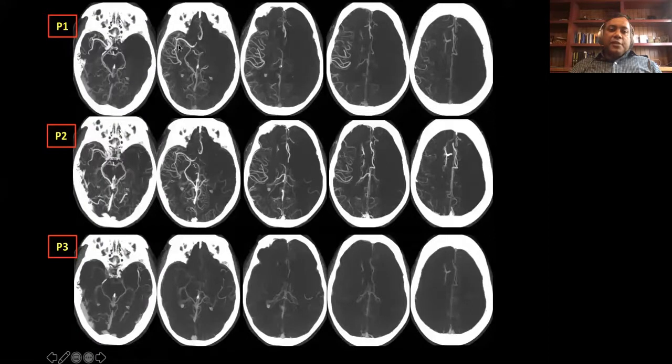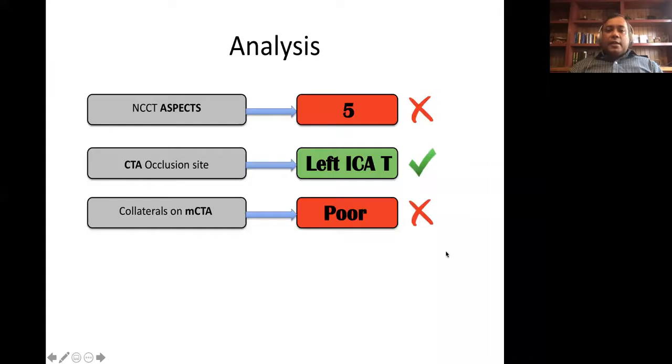And then this is multiphase CTA, phase 1, phase 2, phase 3, from bottom to top. And not much filling, right? Poor collaterals. And you can see that clearly. Anybody can pick that up. And so analysis: non-con CT scan, approximately 5. So it's sort of intermediate-ish, ICA T occlusion, but collaterals are poor.